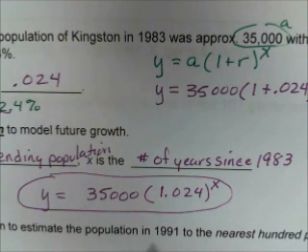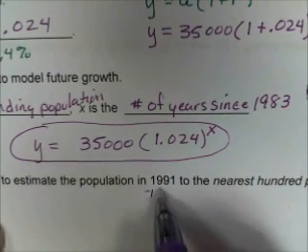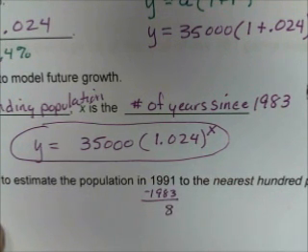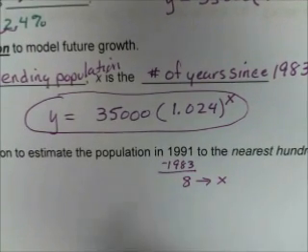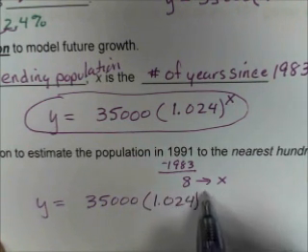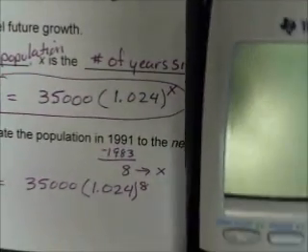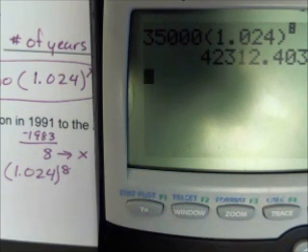Part C, use your equation to estimate the population in 1991 to the nearest 100 people. Well, 1991 is how many years since 1983? Well, 1991 is 8 years since 1983. So we're going to replace our x value with 8. So y equals 35,000 times 1.024 raised to the 8th power. And go to your calculator. 35,000, parentheses, 1.024 raised to the 8th power. 42,312.40369.